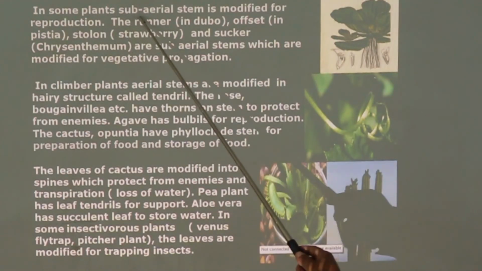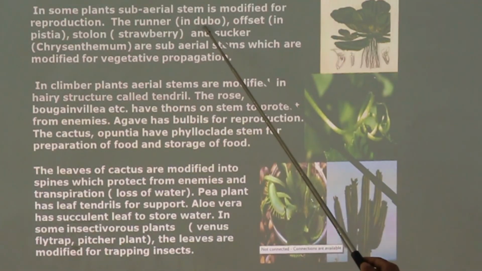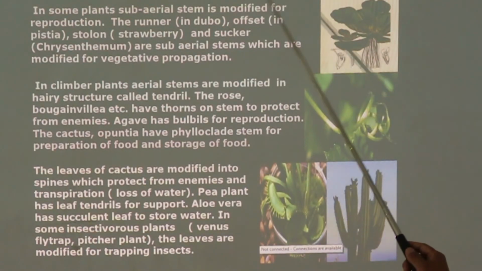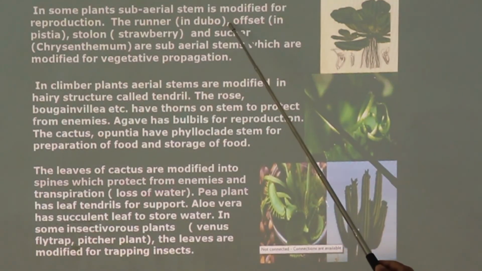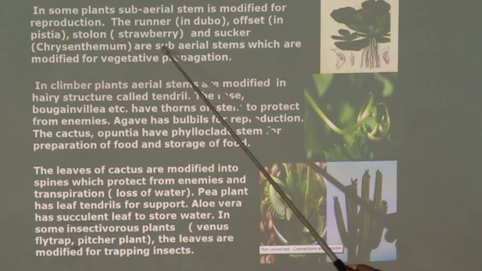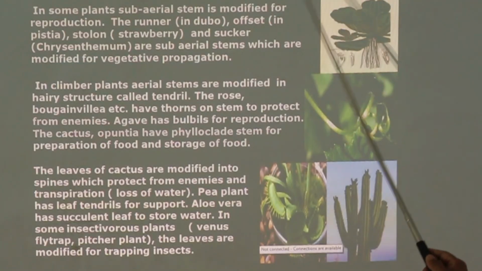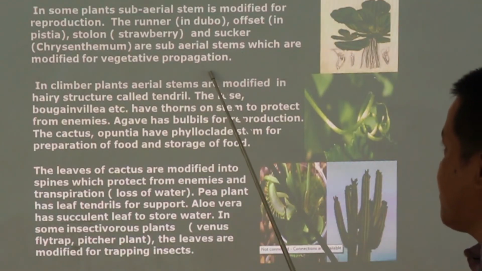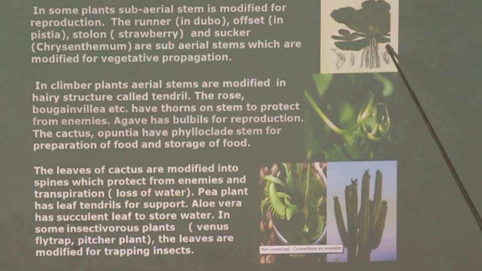In some plants, subaerial stems are modified for reproduction. The runners in doob grass, the plant you have seen as dog grass, run, and when they are cut, each piece develops into a new plant. Similarly, the offset in Pistia, stolon of strawberry, and sucker of chrysanthemum are subaerial stems, which are cut and produce a new plant. They are modified for vegetative propagation. Vegetative propagation means increase in their number with the help of their vegetative parts.